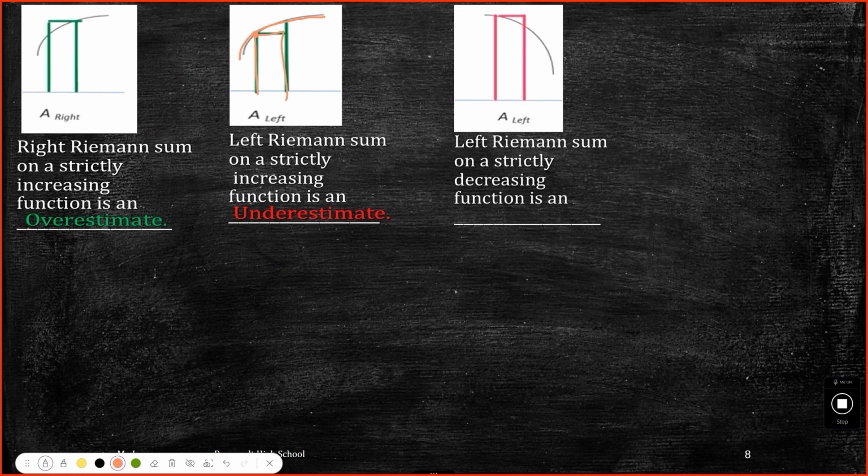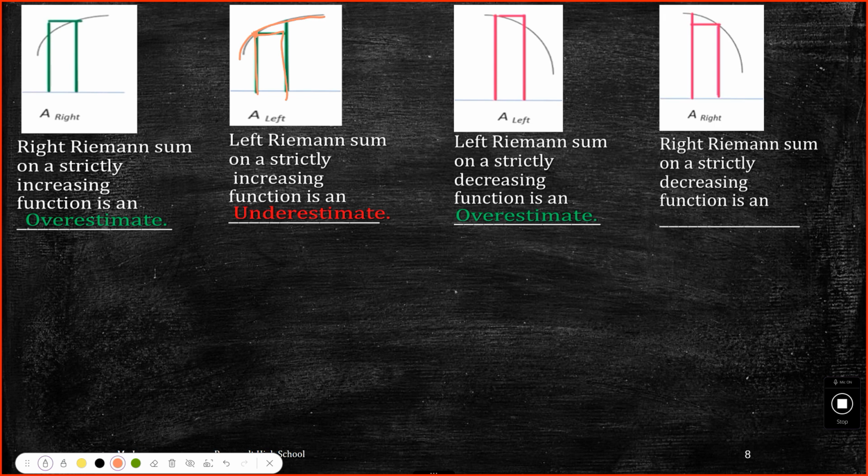A left Riemann sum on a strictly decreasing function would be an overestimate. And a right Riemann sum on a strictly decreasing function, an underestimate.